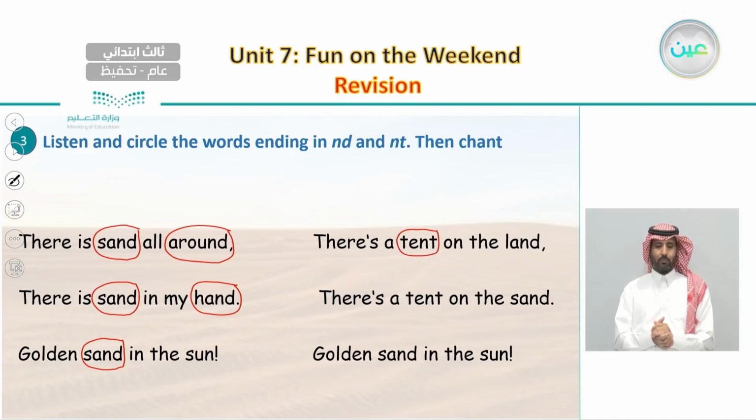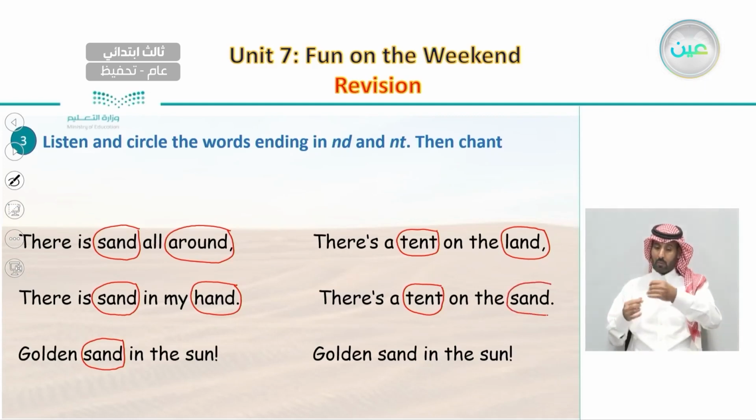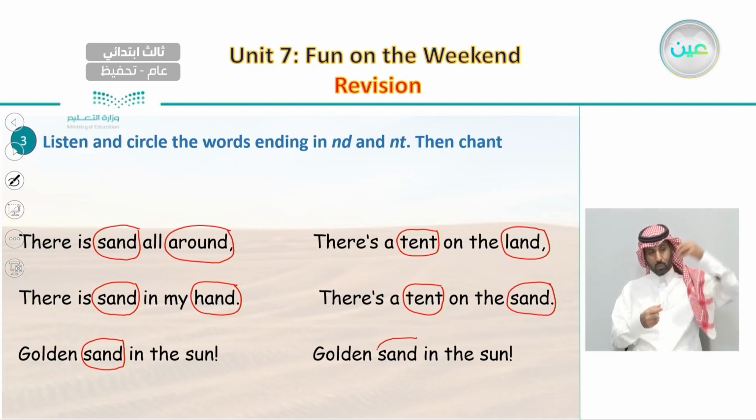On the land, and here also the word land ends with ND. There is a tent, and also the word tent ends with NT. On the sand, and also the word sand ends with ND. And finally, golden sand in the sun. And here we have the word sand ends with ND.